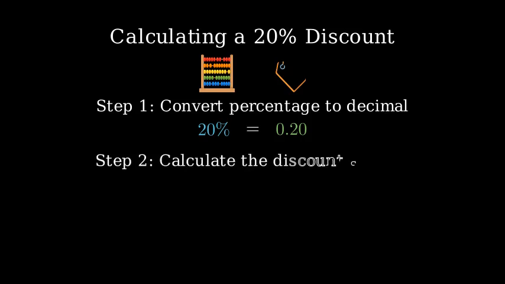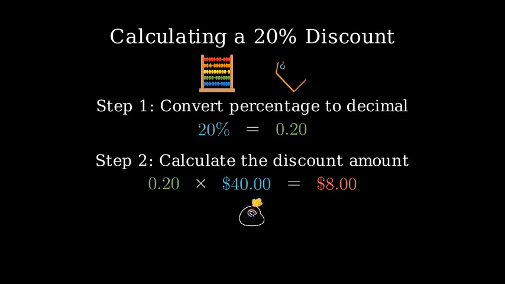Step 2. Multiply the decimal by the original price. 0.2 times $40 equals $8. This is our discount amount.